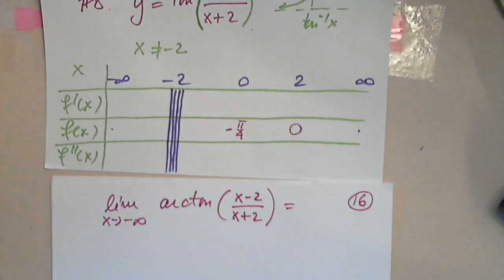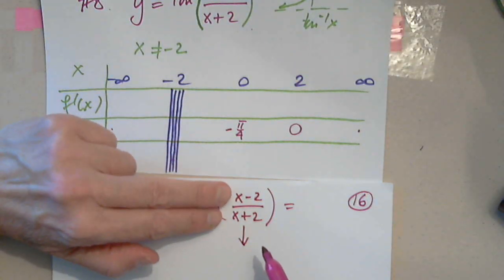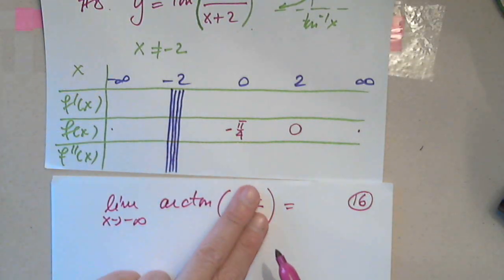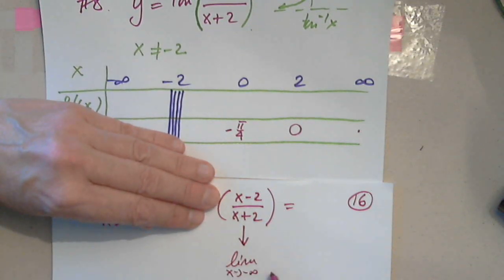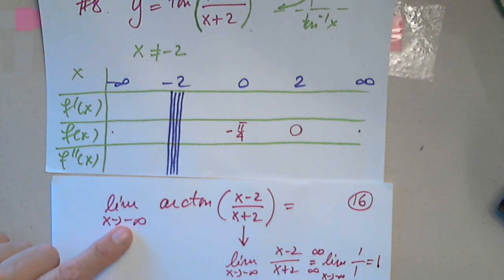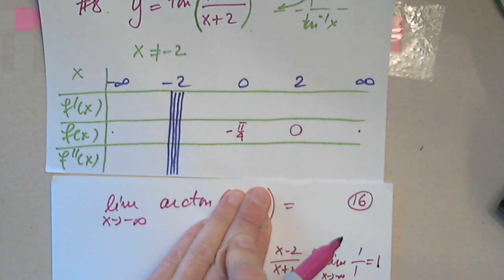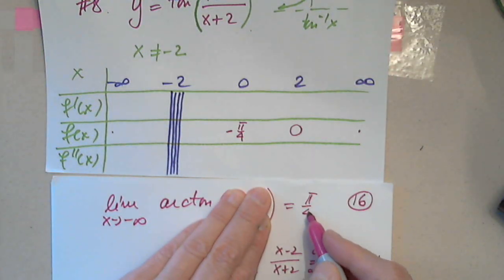So now the question is, where is this going? But we know where this is going. Let's say we don't know. Then I find the limit as x approaches negative infinity of (x minus 2) over (x plus 2). It's infinity over infinity. Using L'Hopital's rule, I get 1 over 1. So this is 1. When x approaches negative infinity, this piece approaches 1. Well, arctangent of 1 is pi over 4.